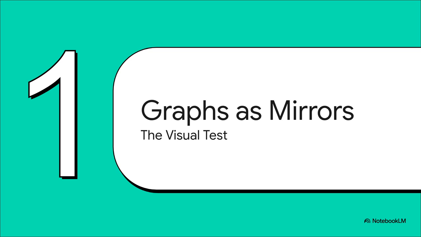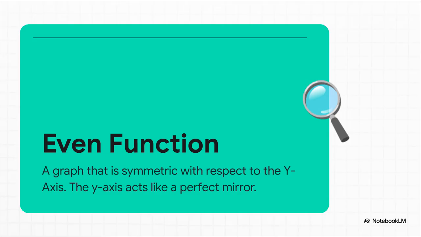Okay, so let's take that whole mirror idea and bring it into the world of graphs. We're going to start with what's called the visual test, which is honestly the most intuitive way to spot symmetry, just by looking. And that brings us to our first official term, an even function.